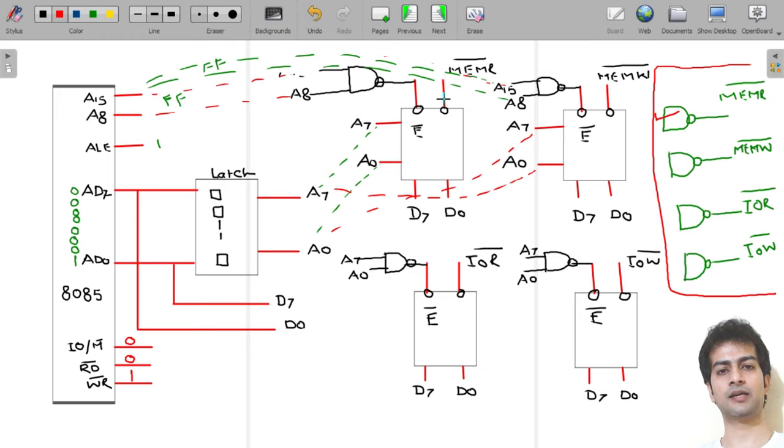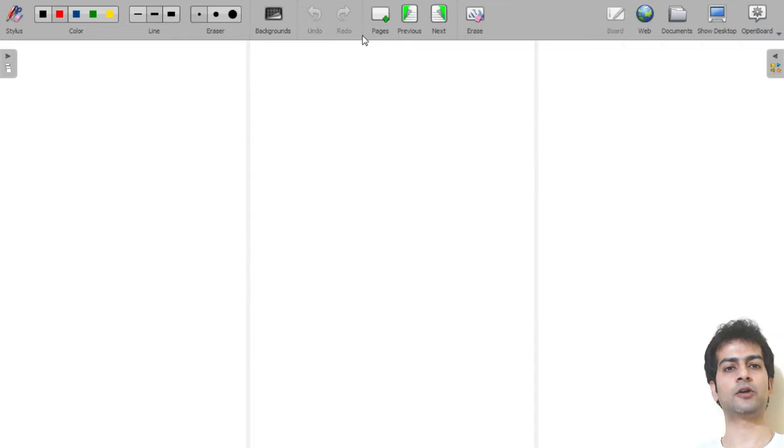And see, here we are having memory read, but here we are having memory write. So memory read will get activated or enabled, but memory write will remain disabled or deactivated. So see, here I am going to give you an important concept.